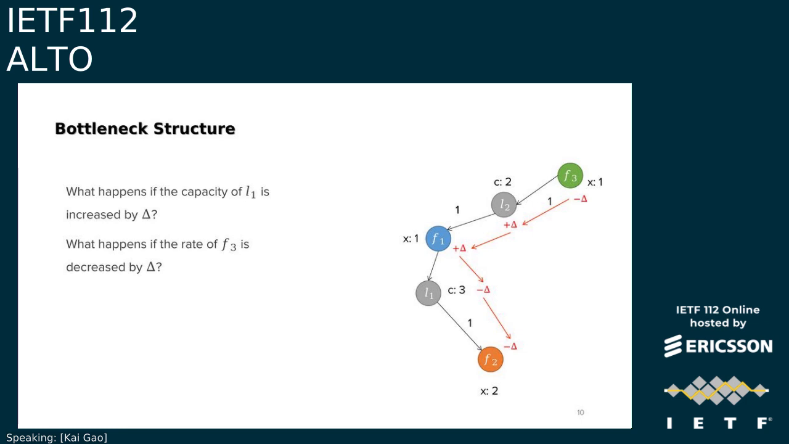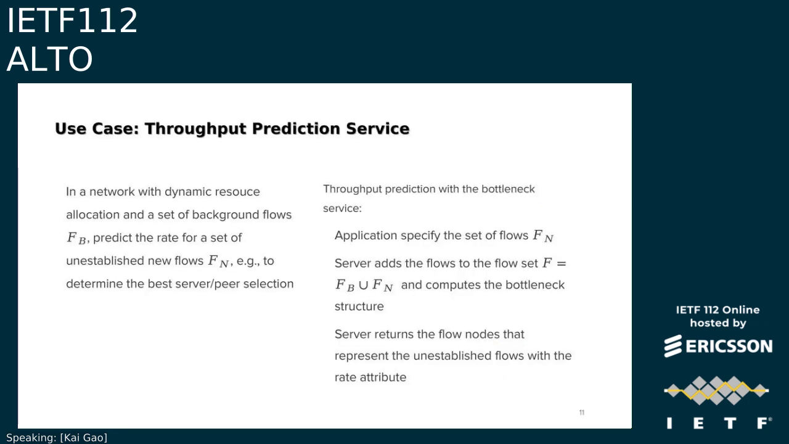And next slide, please. And again, we can analyze how this rate change can be propagated along this bottleneck structure, and then we can analyze how other flows might be impacted by this change we just made. So next slide, please. And with this bottleneck structure, we actually can analyze. So the first use case that we can provide is a throughput prediction service. In this service, basically the application can specify a set of flows, and then the server would be able to answer what is the predicted throughput for this set of flows in the network. So next slide, please.